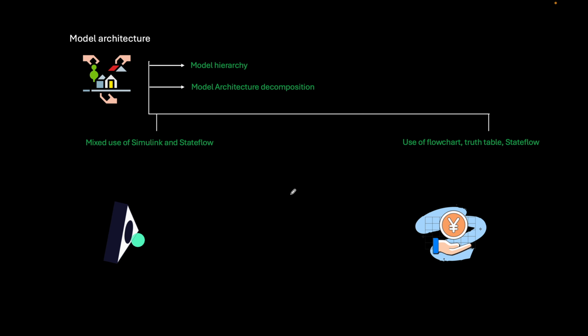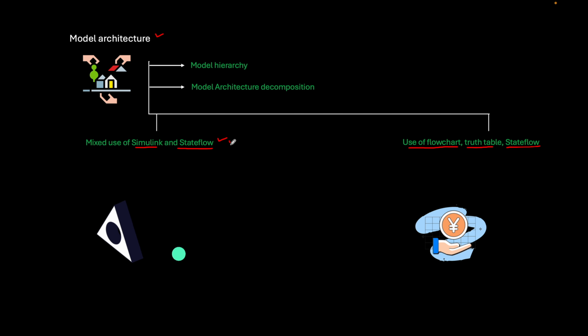In this tutorial series, we are looking into the MAAB guideline and how to implement MAAB guidelines in our models and in the Simulink environment. In this particular chapter, we will be looking into the model architecture, and in the model architecture, we will be looking into the concept of mixed use of Simulink and Stateflow. So this talks about when we should use Simulink and when we should use Stateflow. In the coming video, we will be seeing how to use flowchart and truth table in Stateflow.